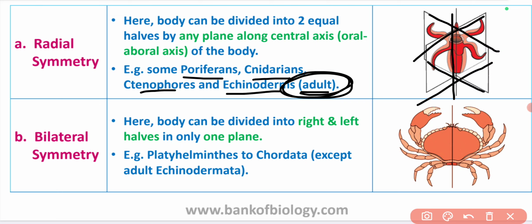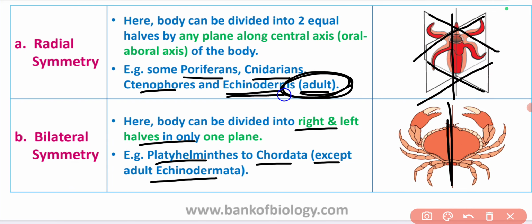Bilateral symmetry, here the body can be divided into right and left halves only in one plane. Bilateral means it can only be divided into two halves. You can see the body can be divided into right or left half in one plane. Example, Platyhelminthes to chordates, except adult echinoderm, because adult echinoderms show radial body symmetry. So these are the examples. Remember the terms because they are repeatedly coming in the next topics.